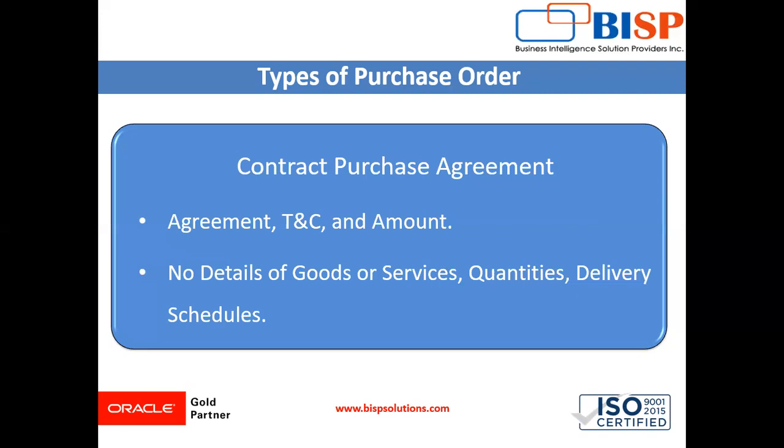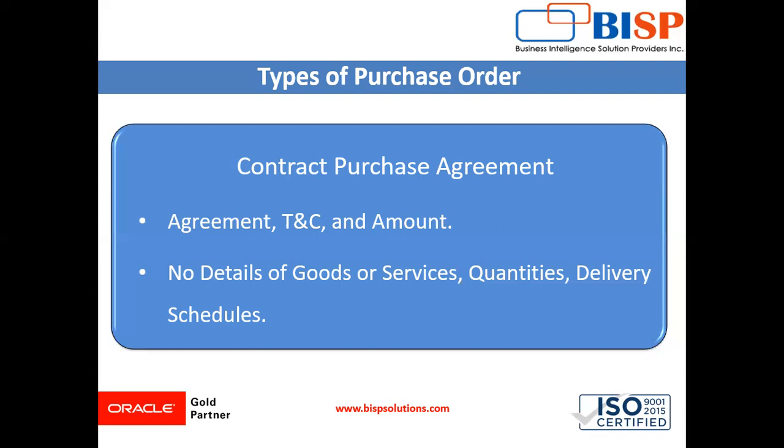The contract purchase agreement is used when the supplier agrees to specific terms and conditions and an amount without indicating the details of goods and services and quantities that will be purchased. And later on, we will create the standard purchase order based on the contract purchase agreement, right?